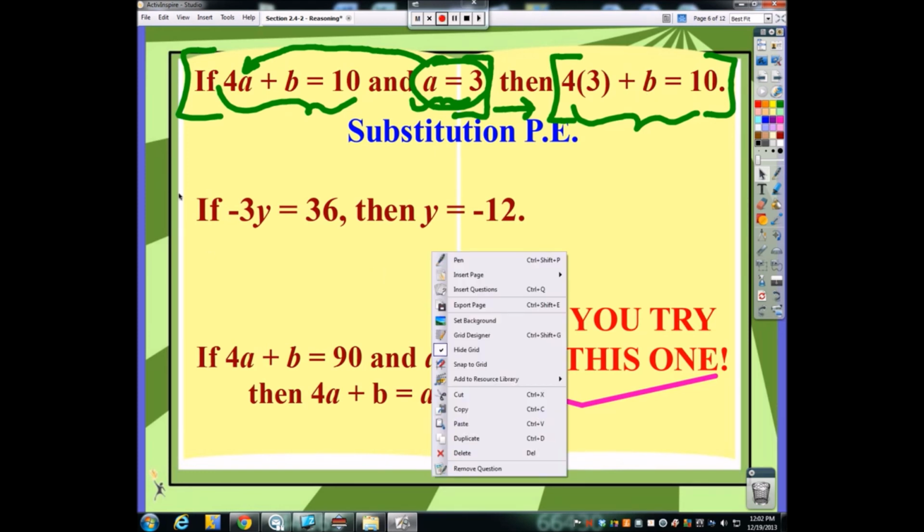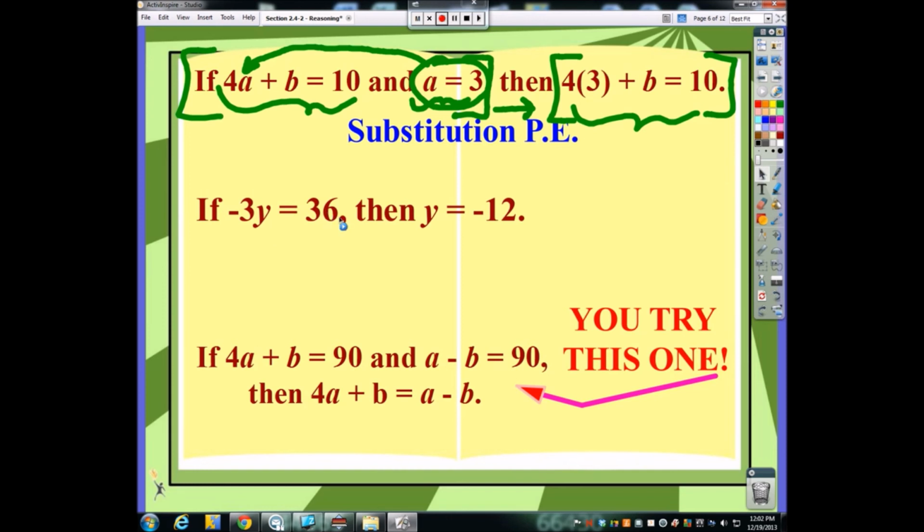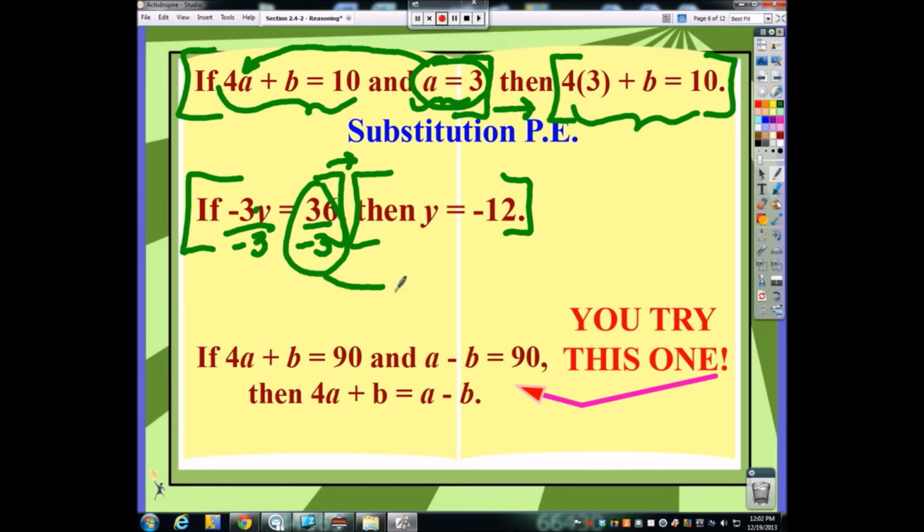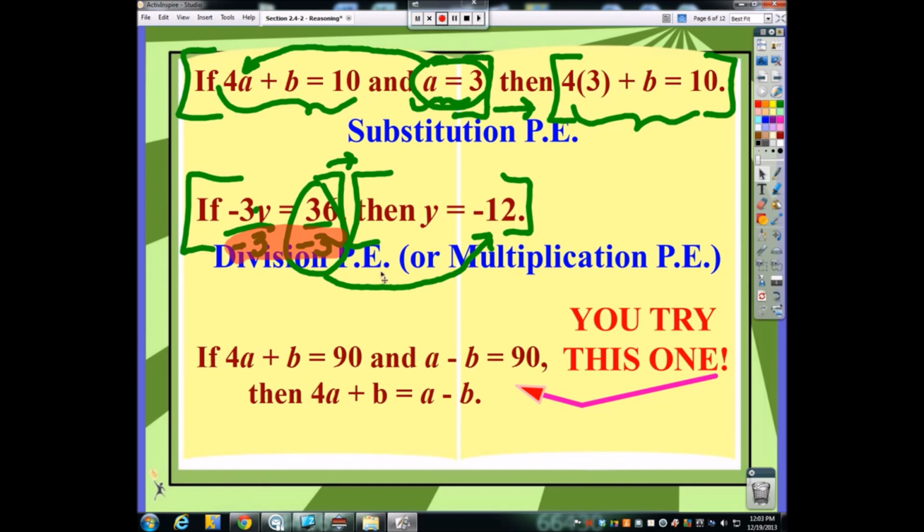All right, the fifth one. If negative 3y equals 36, then y equals negative 12. So again, what's happening between the if and the then here? Well, let's see. I notice that this had a negative 3, and now it's gone here. So how about I get rid of this negative 3 that's being multiplied with the y? Well, we would need to divide it over to the other side. So is 36 divided by -3 this -12 over here? It is. So the process of dividing both sides by -3 is nothing more than the division property of equality.